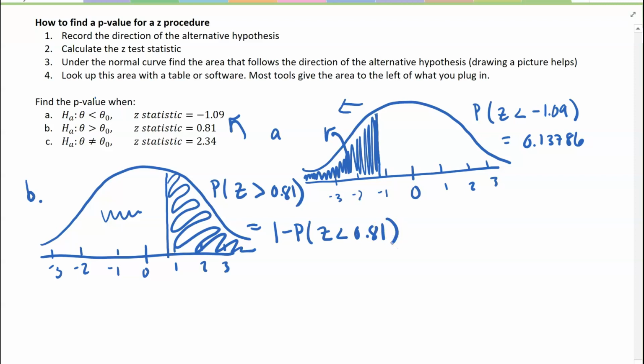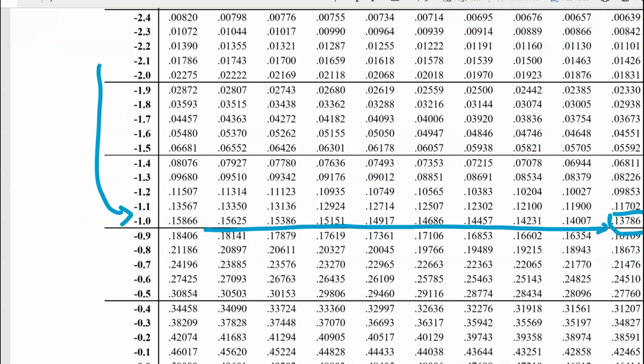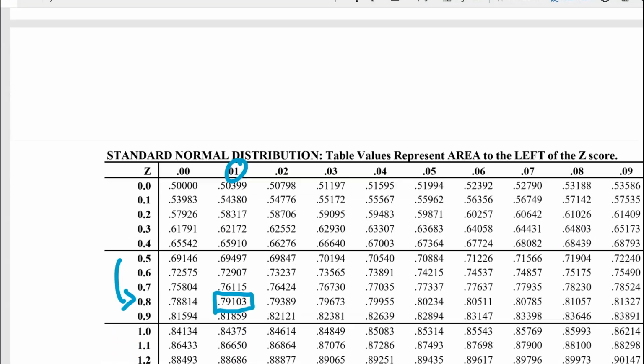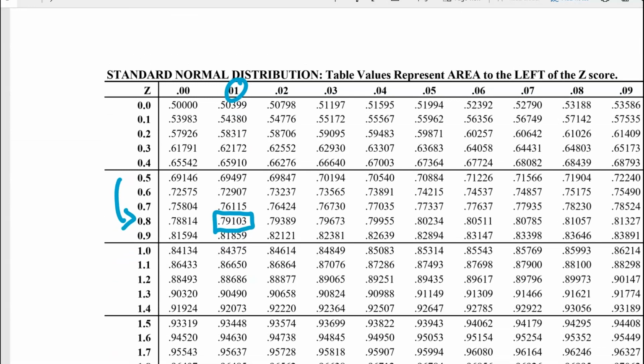So let's set that up right away. Drawing the picture, like I said, really helps with this because it makes you figure this out. When you go to 0.81, we have 0.8 and then 0.01 in this column here. We can see that the area that falls below that z statistic is 0.79103.